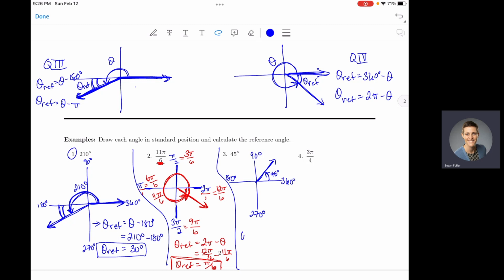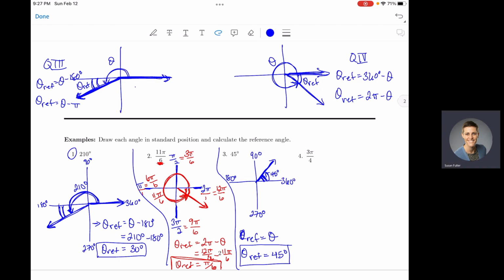Okay, so now I have to figure out what my reference angle, theta ref, is. My reference angle in quadrant 1 is going to be the angle between my terminal side and the x-axis, which is this guy right here. Notice that's the exact same angle that I just rotated through. So in this case, my reference angle is my original angle. These two are the same. So my reference angle is going to be 45 degrees, the same as my original angle.